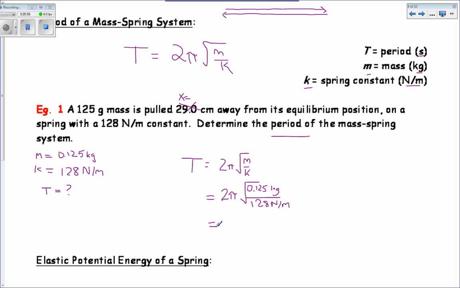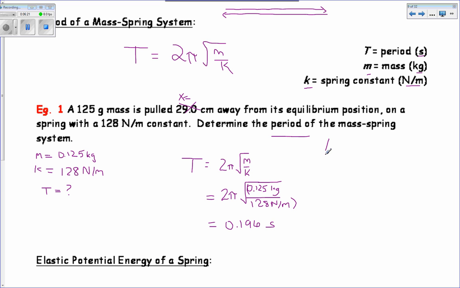So, and you can type that into your calculator exactly as you see it there. A bracket will come up when you pull up the square root, and don't close it until you finish putting the 128 in. What you should get there is 0.196 seconds.